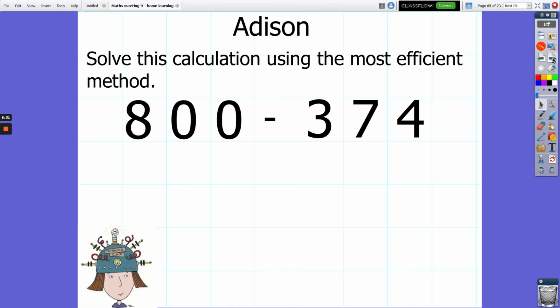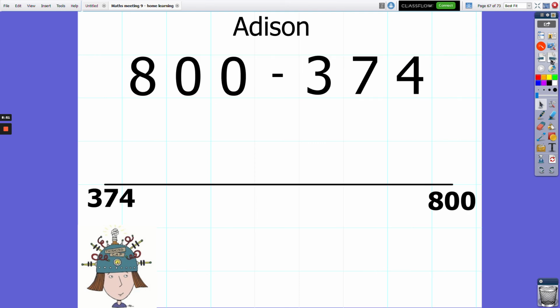Okay, Addison is going to do some subtraction now and wants to solve this calculation using the most efficient method. 800 subtract 374. Okay, I want you to pause the video and solve this calculation using the most efficient method. Okay, what method did you use? Hopefully you went straight to your number line here. When our first number has got lots of zeros in, subtraction calculation is always better solved on a number line. So we've got one part here, got our whole here, we need to work out the other part.